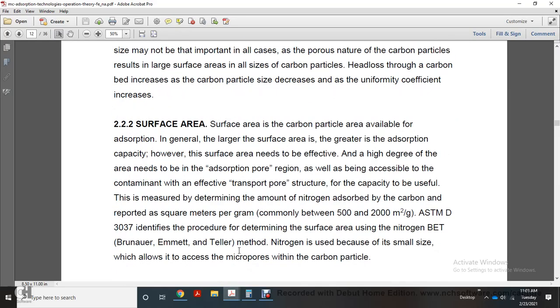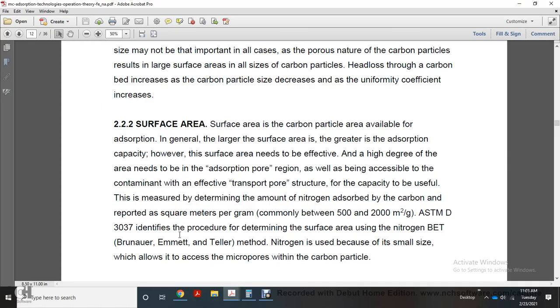Surface area: the surface area of a carbon particle is available for adsorption. In general, the larger the surface area, the greater the adsorption capacity. However, the surface area needs to be effective, with a high degree of the area in the adsorption pore region, as well as being accessible to the contaminant with an effective transport structure.